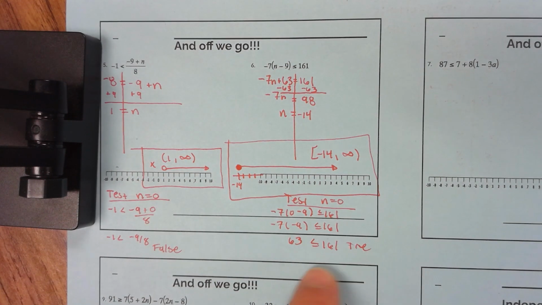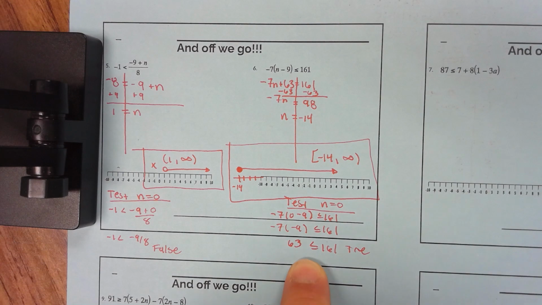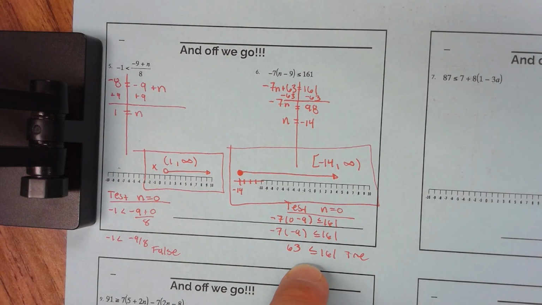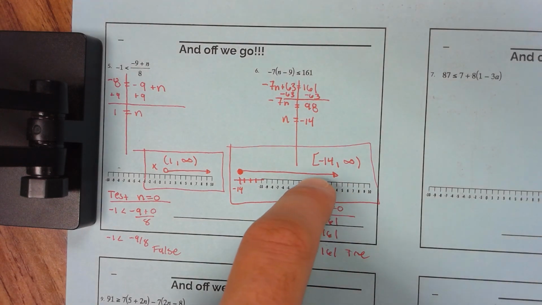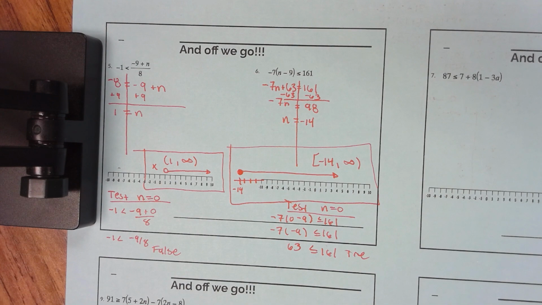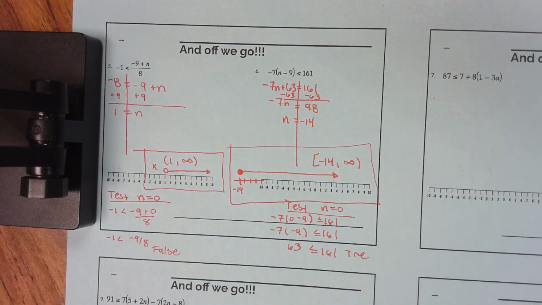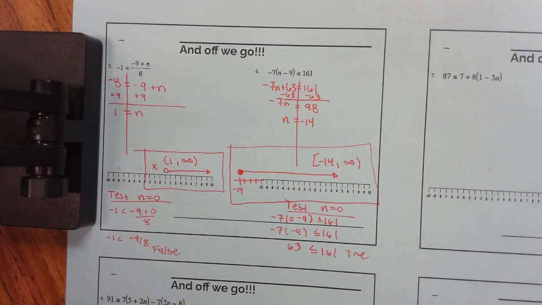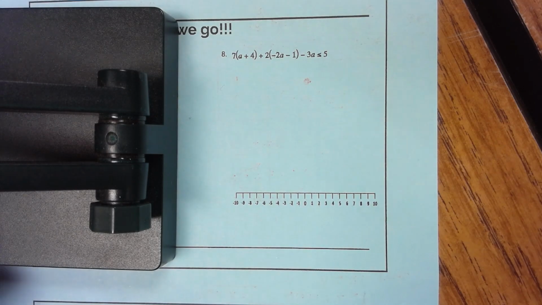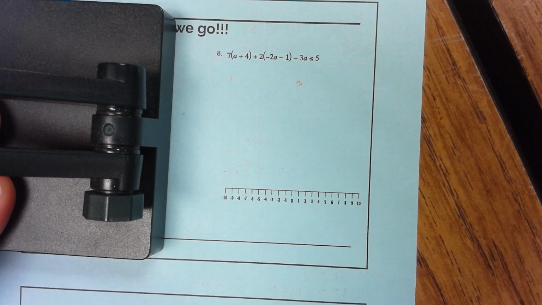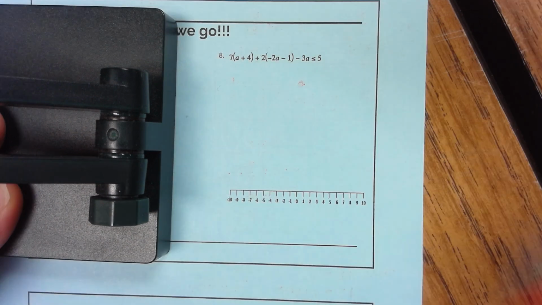And this time when I test 0, I get 63 is less than 161. That's true. So since 0 gives me a true inequality, I want to shade the side that includes 0, which is the right side of the anchor point. So our answers here are negative 14 all the way to infinity. So it's just like the solving part. Let's not even get too caught up in the inequality.